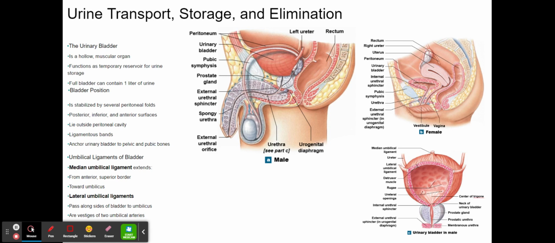The median umbilical ligament extends from the anterior superior border of the urinary bladder to the umbilicus, or the navel. The lateral umbilical ligaments pass along the sides of the bladder to the umbilicus. These fibrous cords are the vestiges of the 2 umbilical arteries, which supplied blood to the placenta during embryonic and fetal development. The urinary bladder's posterior, inferior, and anterior surfaces lie outside the peritoneal cavity. In these areas, tough ligamentous bands anchor the urinary bladder to the pelvic and pubic bones.